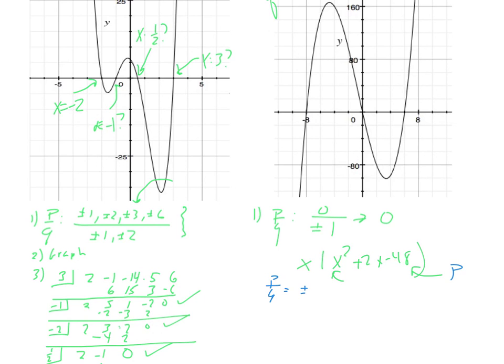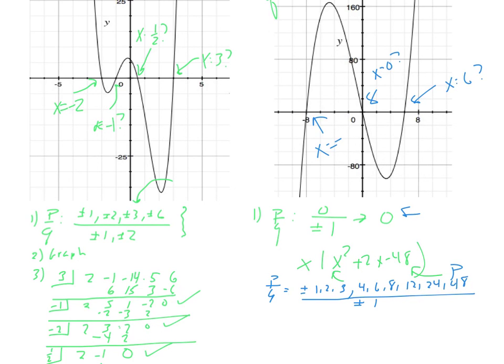So our new P over Q is going to be plus or minus. So again, our P is 48, negative 48, so we got quite a few of these. That's going to be 1, 2, 3. It's plus or minus all of these. 4, 6, 8, 12, 24, and of course 48. All divided by plus or minus 1. Now you can see that negative 8 or positive 6 are possibilities. Let's go ahead and use our original 0, and we'll test. So x is possibly 0, x is possibly 6, and x is possibly negative 8.